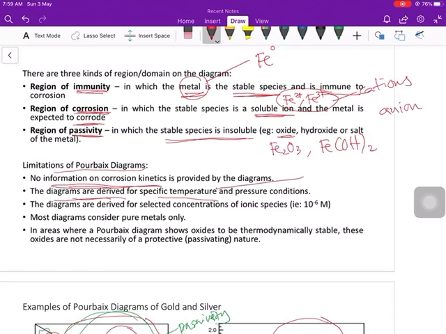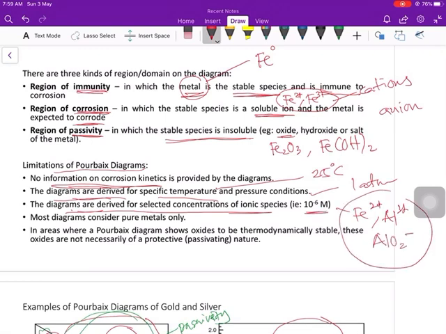Also, the diagram is derived for a specific temperature. For example, you just set one temperature, 25 degrees Celsius, or pressure at 1 atmosphere. If the condition is a different temperature or pressure, you have to plot a new diagram. Also, the ionic species, for example ferrum 2, aluminium 3 plus, or aluminium anion, all use 10 to the power of -6 as the point where corrosion starts. You just set one molarity. That is the limitation. And most diagrams available are only for pure metals. There is no alloy diagram.